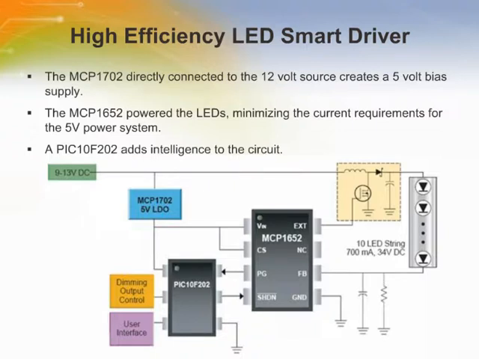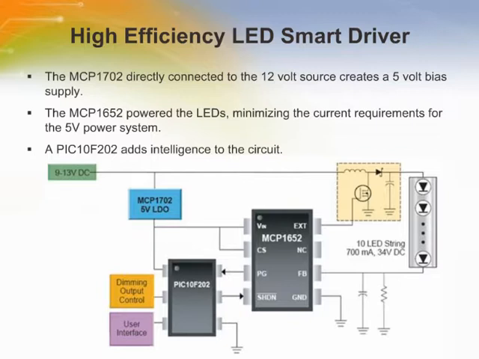9 to 13 volt systems easily adapt to a smart driver circuit to drive high power LEDs using the MCP1702, MCP1652, and a PIC10F202 microcontroller. The MCP1702 directly connected to the 12 volt source generates a 5 volt bias supply capable of delivering 250 milliamps to the intelligent boost control circuit. The LEDs are powered by the source voltage boosted by the MCP1652, minimizing the current requirements for the 5 volt power system.